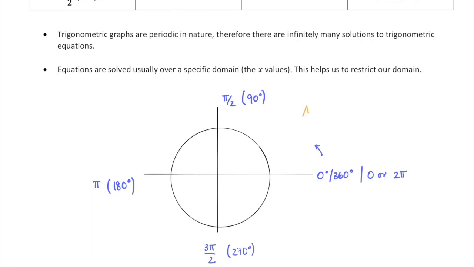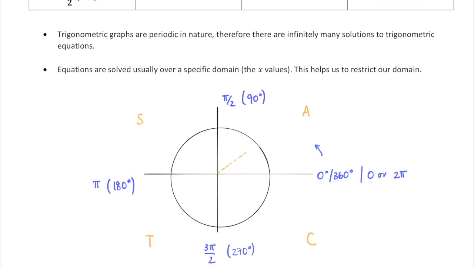Again, there is an acronym, ASTC. So that means all angles in the first quadrant are positive. Sine is the only one that's positive in the second quadrant. Both tan and cos are negative. And then moving down in the third quadrant, tan is the only one that's positive. Both sine and cos are negative. And then in the fourth quadrant, cos is the only one that's positive. Both sine and tan are negative.